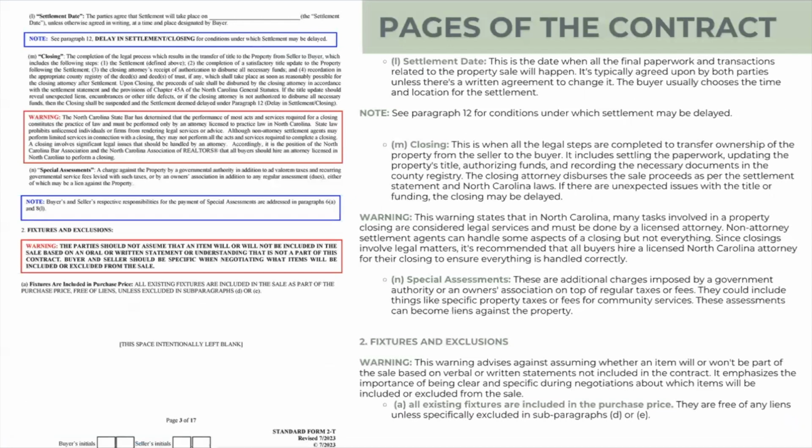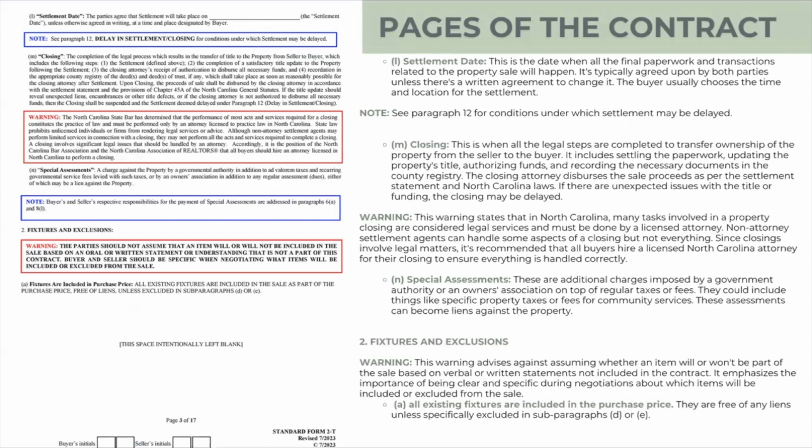Page 3, the settlement date. This is the date when all the final paperwork and transactions related to the property sale will happen. It's typically agreed upon by both parties unless there's a written agreement to change it. The buyer usually chooses the time and location for the settlement.